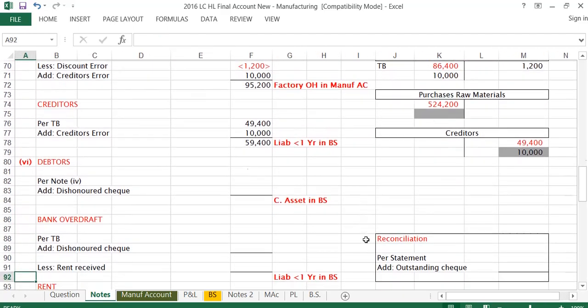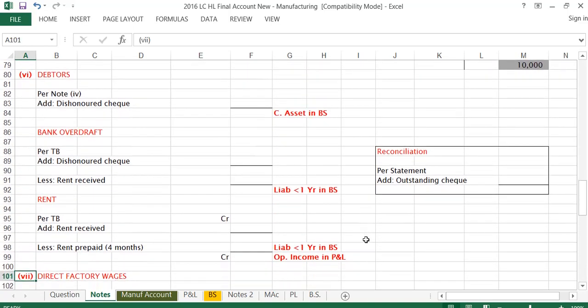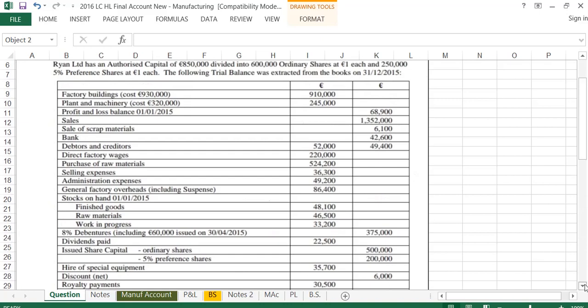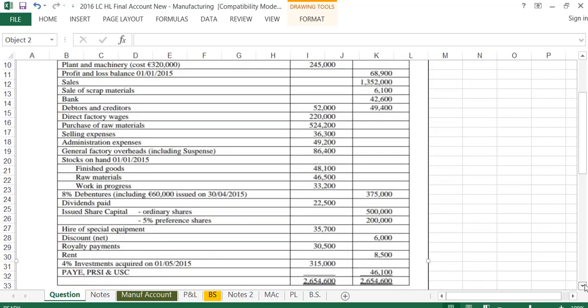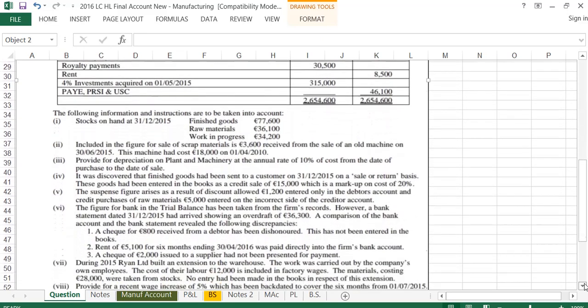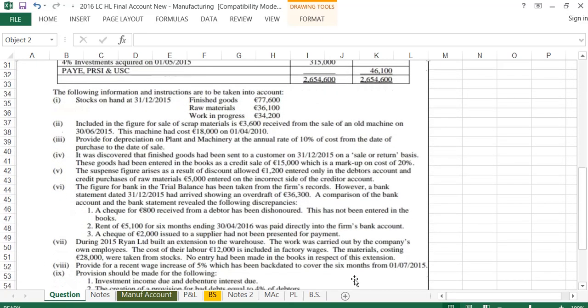That's note 5 done. Note 6 is the bank reconciliation note. Note 6 says the figure for the bank in the trial balance has been taken from the firm's record. So in our accounts, we have a bank overdraft of 42,600. And we know it's an overdraft because it's on the credit side of the trial balance. So 42,600 of an overdraft.